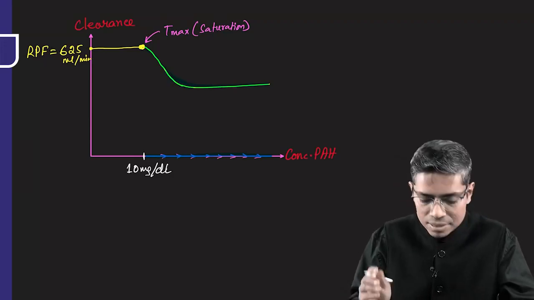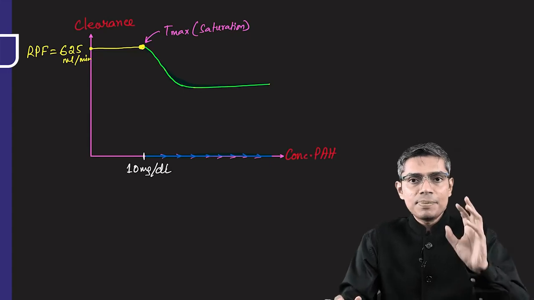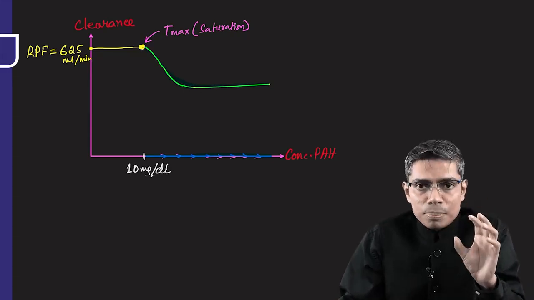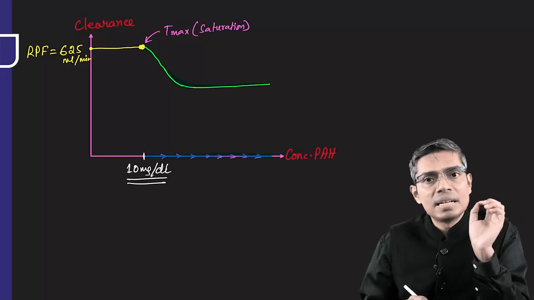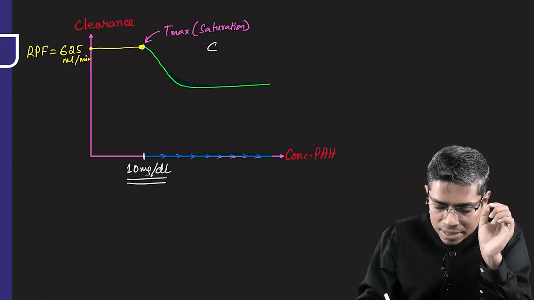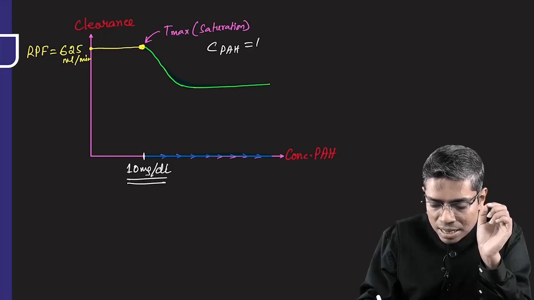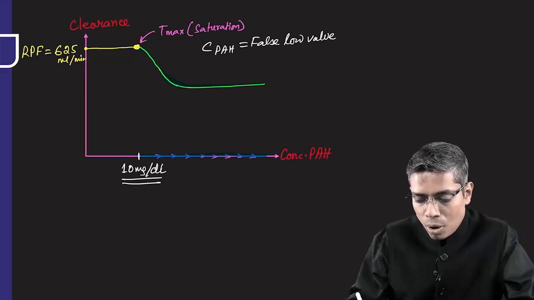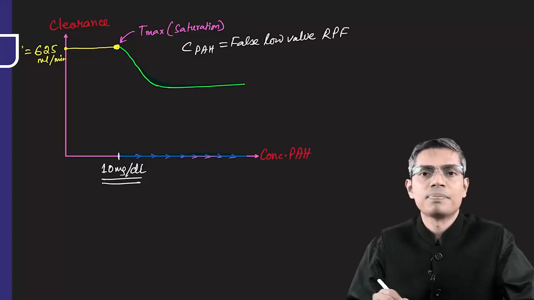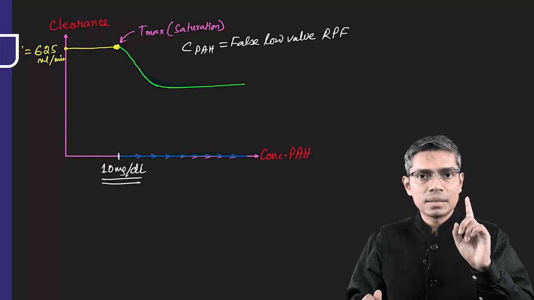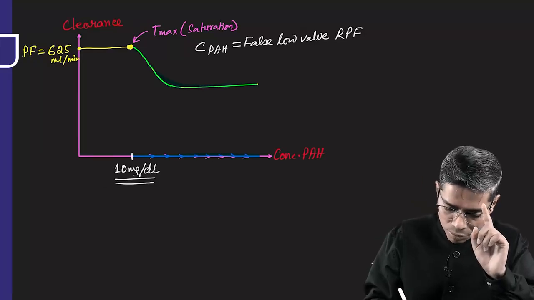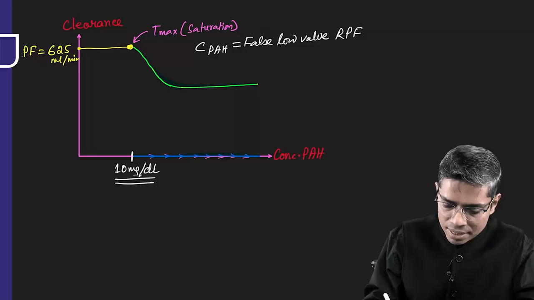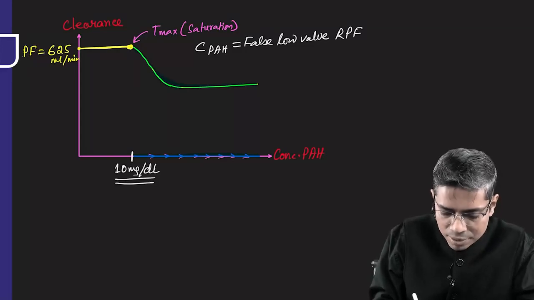So this curve is very important. If you inject a huge amount of PAH, whenever your PAH concentration in the plasma is greater than 10 milligram per dl, in these cases the clearance of PAH will give you a false low value of renal plasma flow. So if you want to measure the renal plasma flow by PAH clearance, the concentration should be lesser than this 10 milligram per dl. Then and only then you are going to get this kind of curve, right?